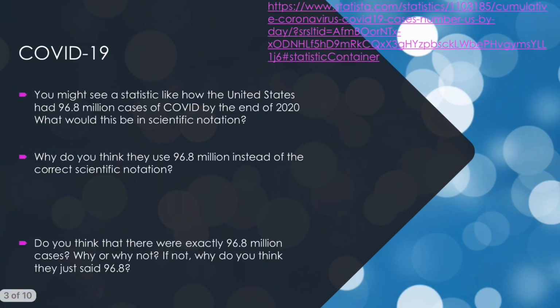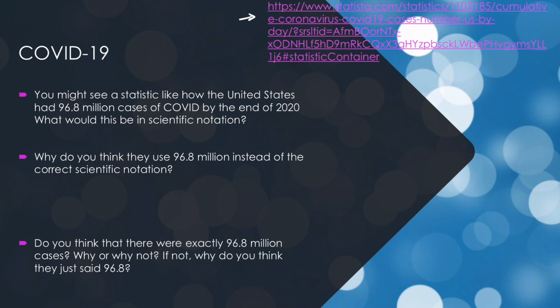So another way you'll see scientific notation in real life is with population. I got this information from the site I have in the corner here, but it said that by the end of 2020, there were 96.8 million cases of COVID-19. I'm just going to go through the answers, but if you want to try to guess them, go ahead and pause the video and see if your answers match mine.